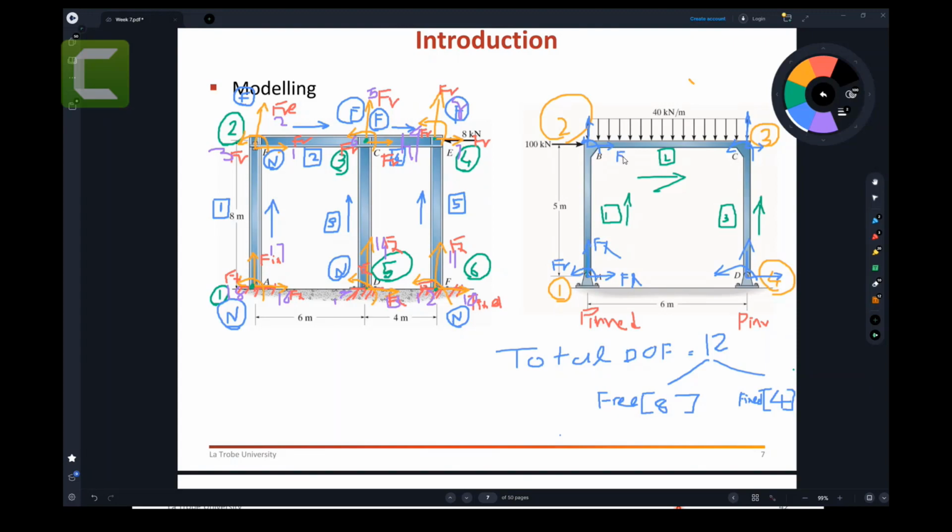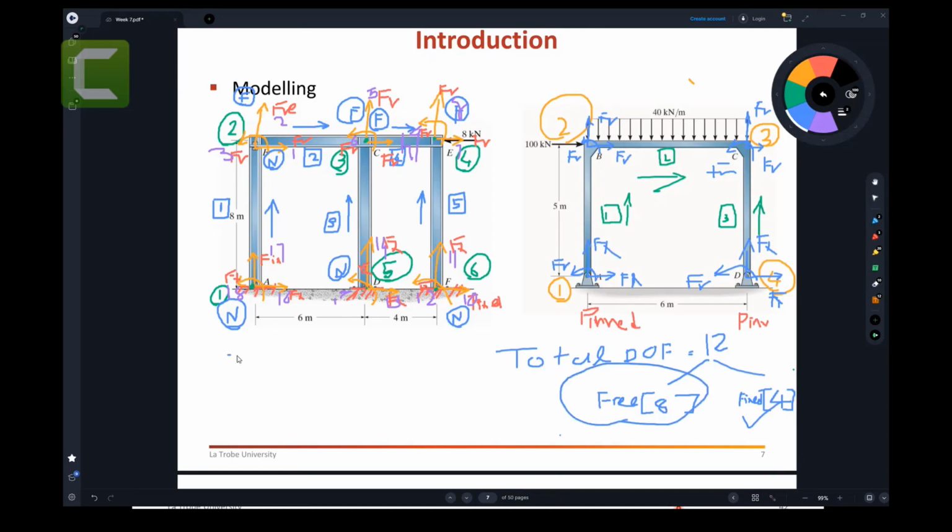So this one is free. This one is free. This one is free. This one is fixed. This one is fixed. This one is free. And fixed, free, free, and free. So total 4 fixed, that's correct, and 8 free, correct.